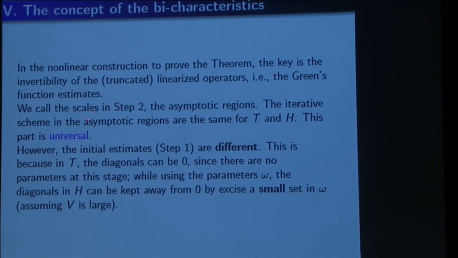So I call the scales in step 2 the asymptotic regions. It's when you start iteration. I call these asymptotic regions. The iterative scheme in the asymptotic regions are the same for my t and h. The details, of course, but conceptually it's the same. This part is universal. Once you get to that point, it becomes universal in some sense.